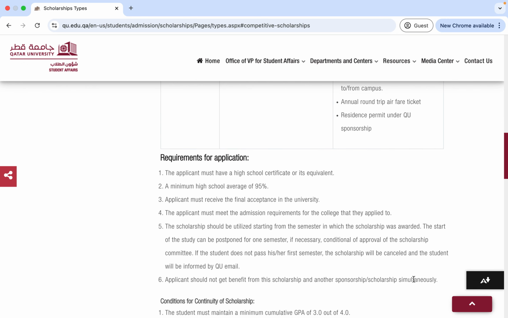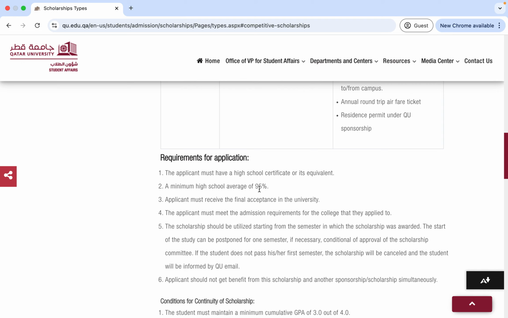Now, looking at the requirements, you see that number one, you must have a high school certificate or its equivalent, meaning that you must have a high school certificate which will be given to you by your high school, and you have a minimum high school average of 95%.